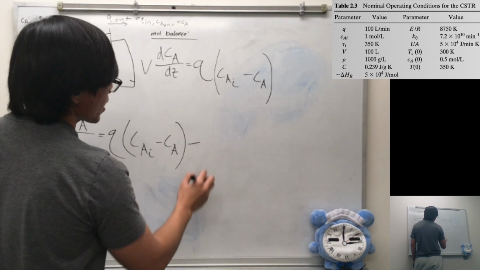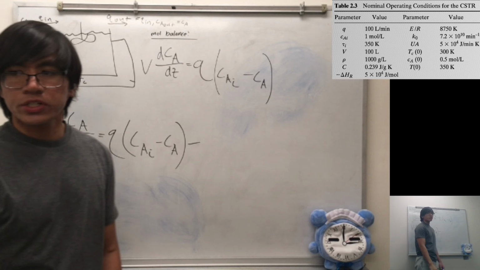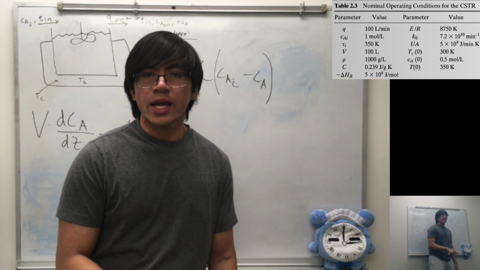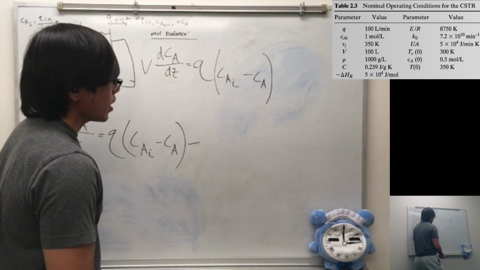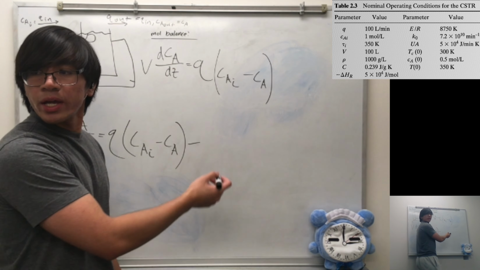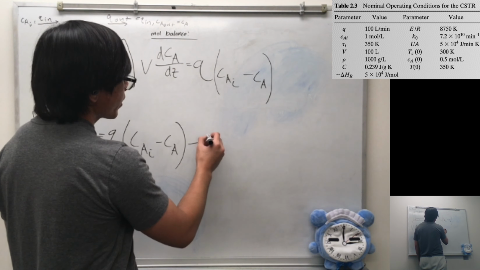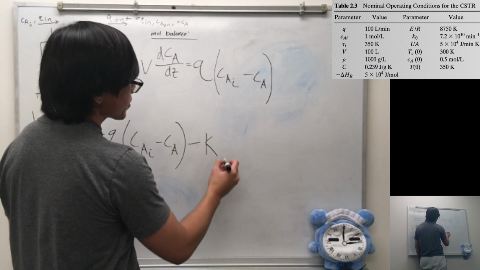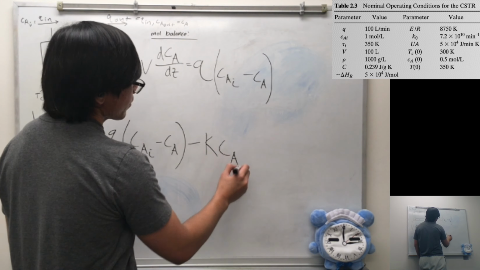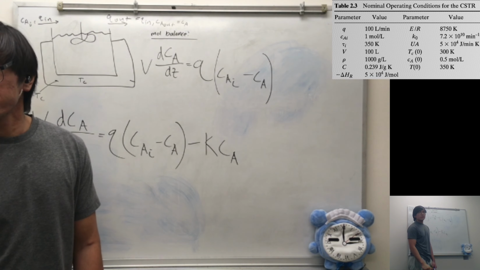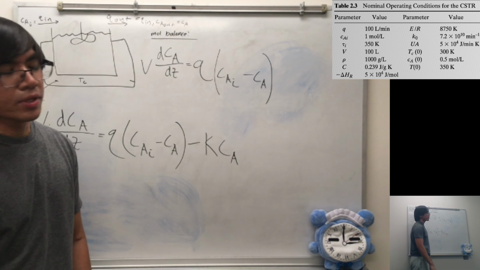What's next is we have our consumption of the reaction. Remember, we have a rate constant K, and this relates to Arrhenius law. But if you remember from general chemistry, we have our rate constant times our concentration of A, and that is how much concentration of A is being consumed.